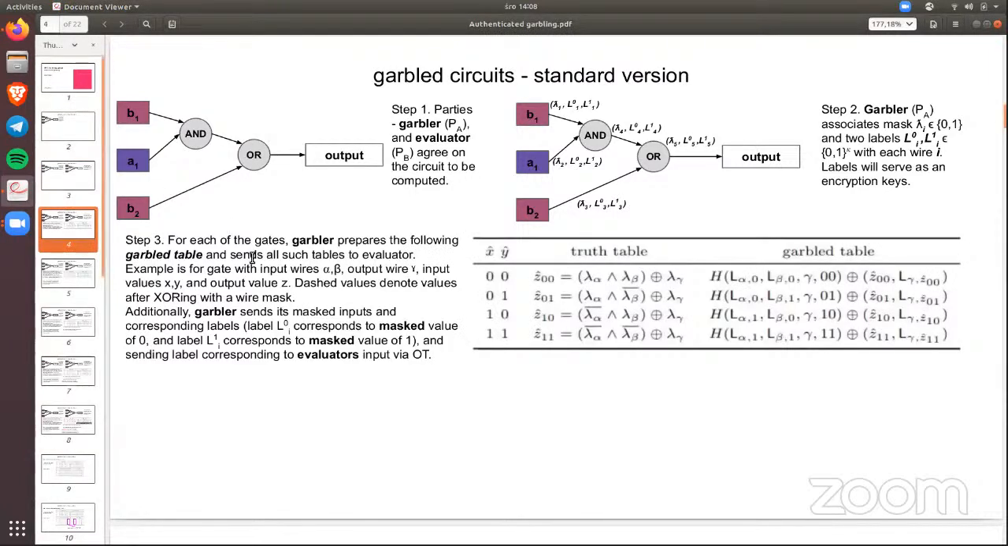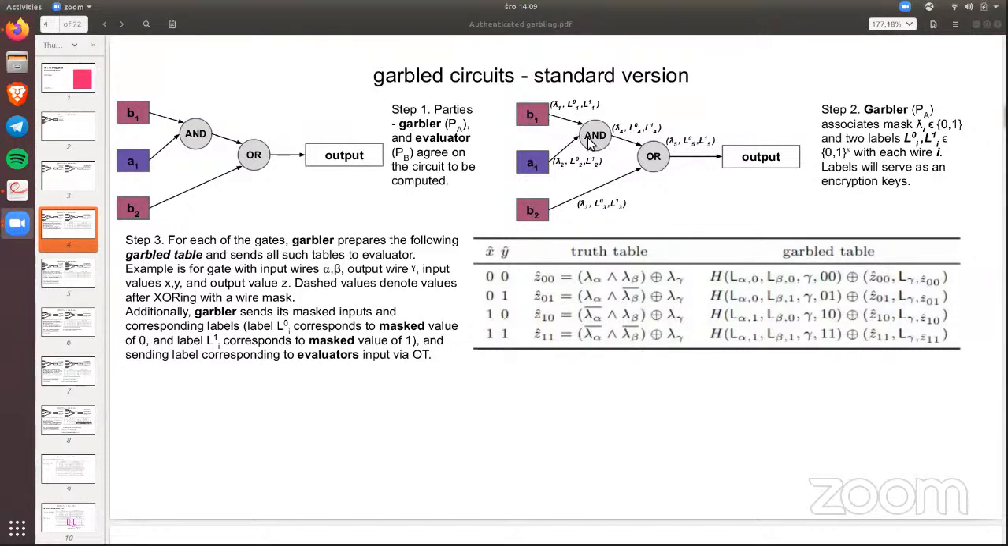So let's spend maybe a bit more time on this slide as much more is going on here. The garbler, for each of the gates, creates what is called a garbled table. So let's now investigate what the truth table is. This thing, the truth table, is never shared. It's just for the sake of explanation.